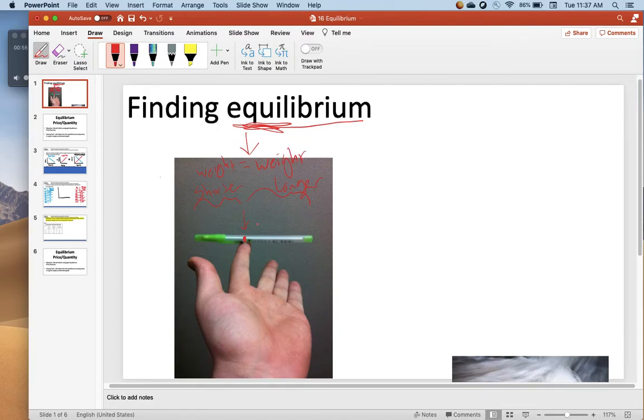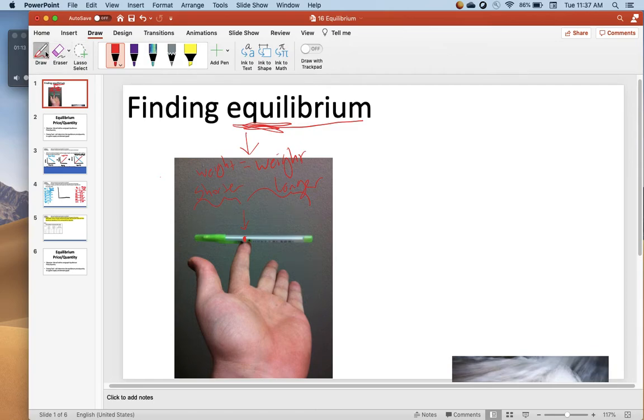So why is this shorter? Why is this longer? Well, this side has more kind of stuff on it. It has the cap, it has the middle piece of the pen. This side doesn't have all that. So in order to balance out the weight, this side needs to be a little longer so it kind of matches the weight of this side, which has more stuff on it.